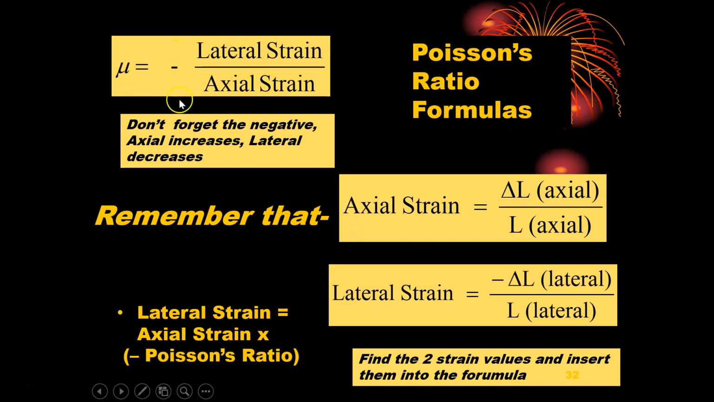Again, here's the formula. And don't forget the negative, because as the axial increases, as it gets pulled away from the center line, the lateral coming down decreases, so you have a negative number. And remember that the axial strain equals the change in length divided by the length. The lateral strain is the negative change in length, how much smaller it gets, divided by the lateral length. So you find the two strain values and insert them into the formula. The lateral strain equals the axial strain times negative Poisson's ratio.